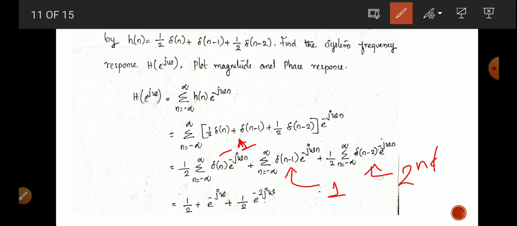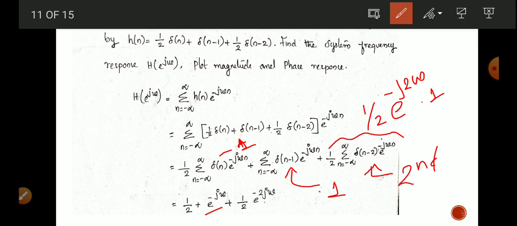Then we can rewrite this equation as summation del of n minus 1 e raised to minus j omega n equal to e raised to minus j omega, because del of n minus 1 equals 1. On substituting the value of n, we get e raised to minus j omega. This is the term e raised to minus j omega. And by taking the Fourier transform, we can rewrite the last term as 1 by 2 into e raised to minus j 2 omega, since del of n minus 2 has the value 1.